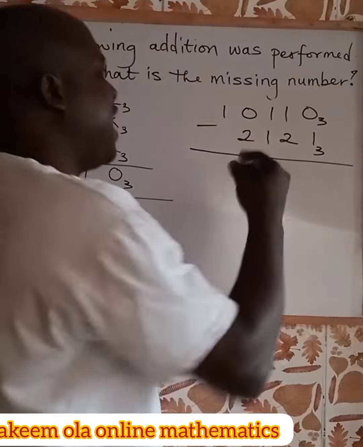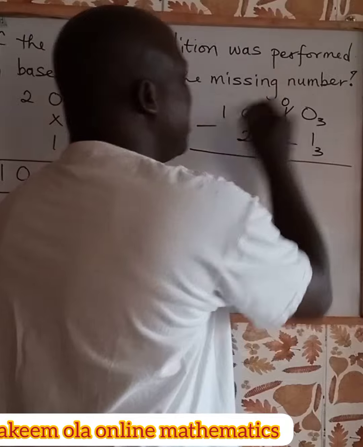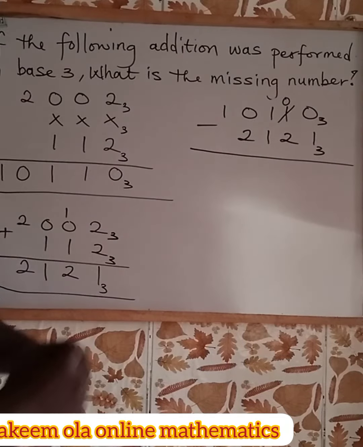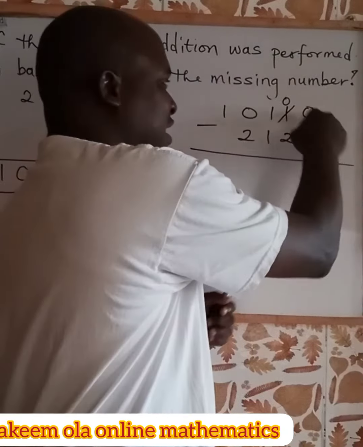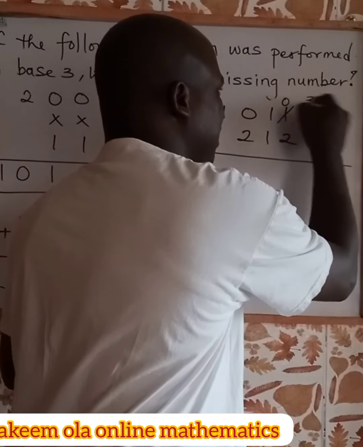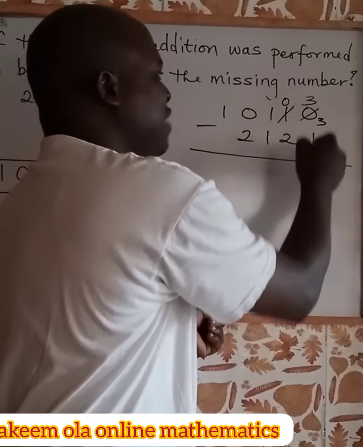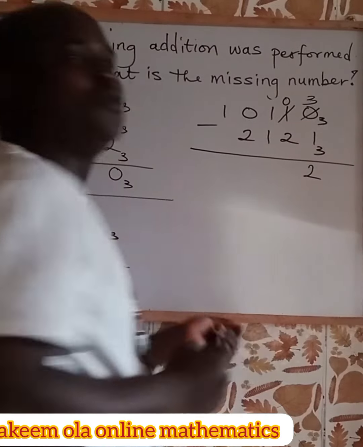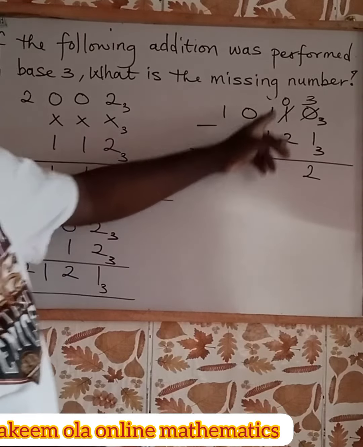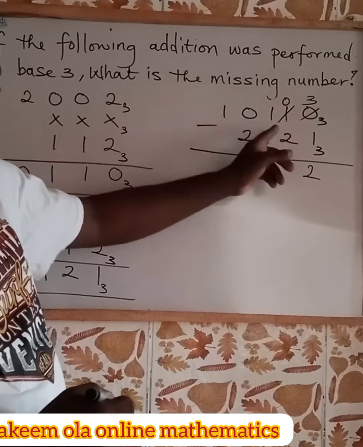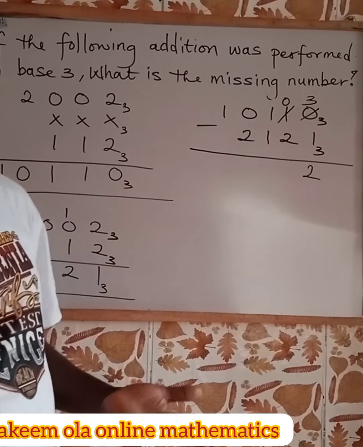If I borrow 1 from here, this one will remain 0. Then the one I borrow will now be 3 plus 0. This one now will become 3. I have 3 minus 1. The 0 is no more. So I have 3 minus 1. That will give us 2. Now, I am left with 0 here. So 0 minus 2 is impossible.